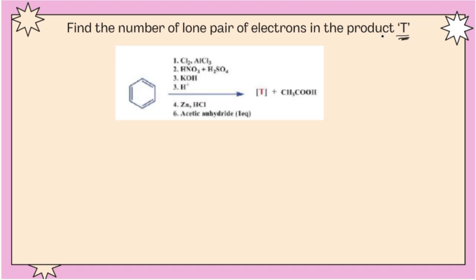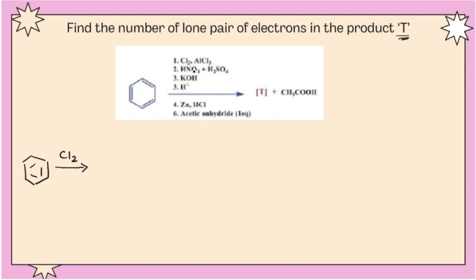Let's find out how many lone pairs of electrons are present in the final product T. The benzene is undergoing a series of reactions and forming the final product T, from which we have to identify the number of lone pairs of electrons.